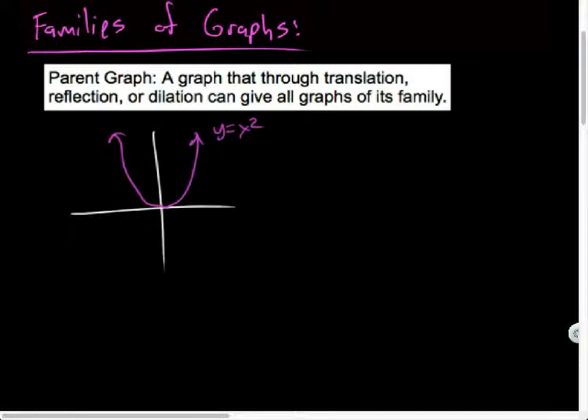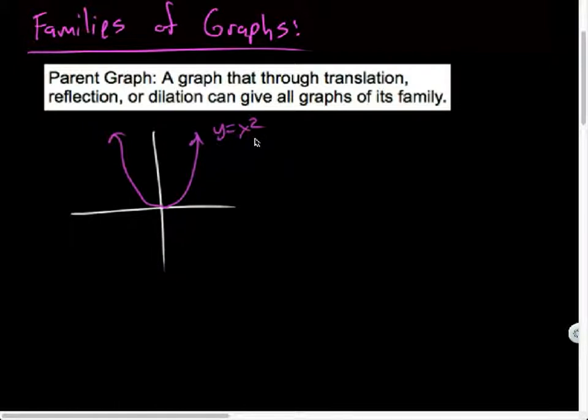And that graph could be shifted up, right? So that would be a translation. It could be shifted down. It could be a reflection, right? I could mirror it and shift it. And I could dilate it, meaning I could stretch or smoosh it vertically or horizontally, right? So I could have all the wide parabolas or the skinny parabolas, right? So all possible parabolas come from the parent graph y equals x squared.